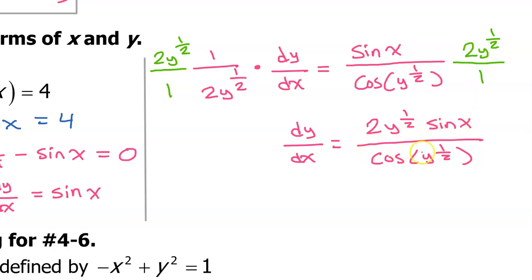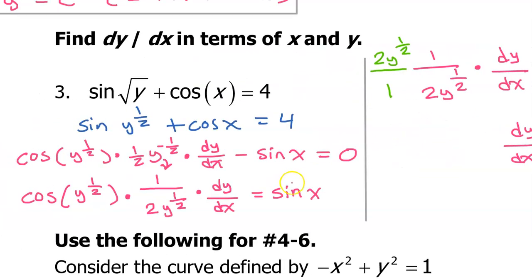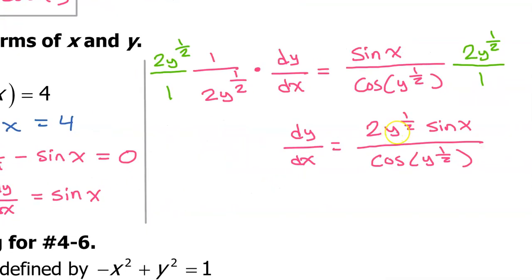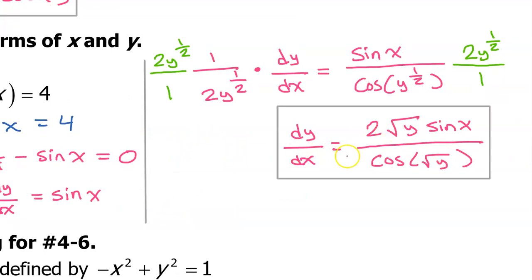There is one more little cosmetic thing that we can do. This is a perfectly acceptable answer, but when we started out, we had a square root of y instead of y to the 1/2 power. So it might be nice to put this back as a square root again. And this is probably how you would find it if this were a multiple choice question.